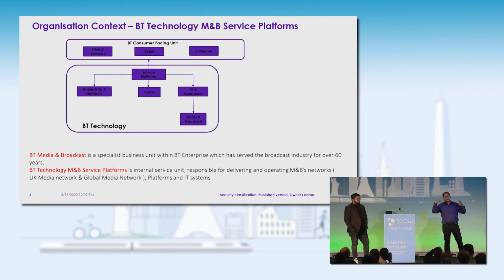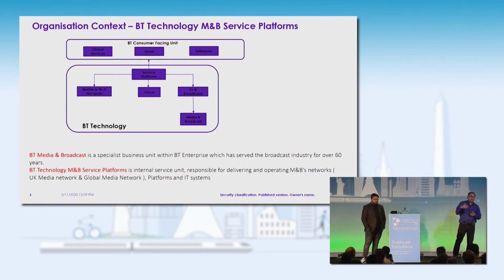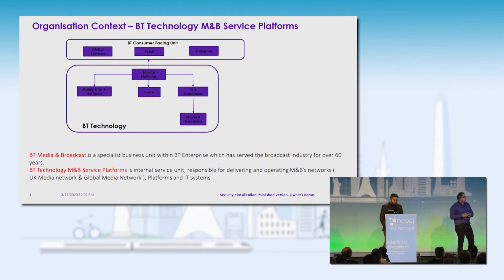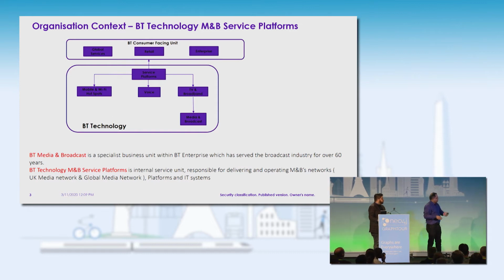Under TV and broadband, we then have service platforms, which owns the back-end build of all work within TV and broadband. And media and broadcast is specifically a division concentrating purely on broadcast customers. 85% of broadcast traffic in the UK is carried by media and broadcast. We provide the IT side of media and broadcast within service platforms, a specialist business unit within BT. What M&B service platform does is manage those networks and the IT systems which run over those networks to carry the broadcast traffic.